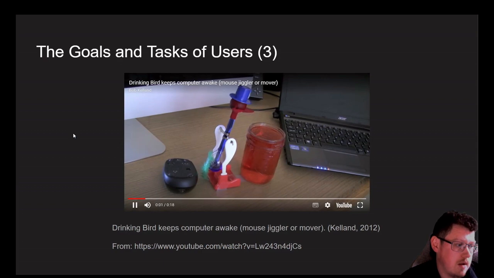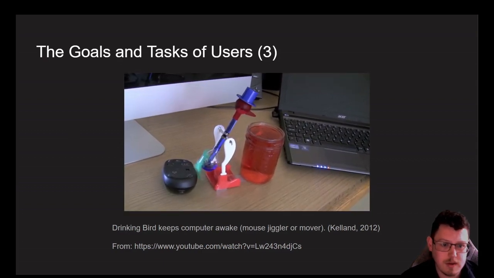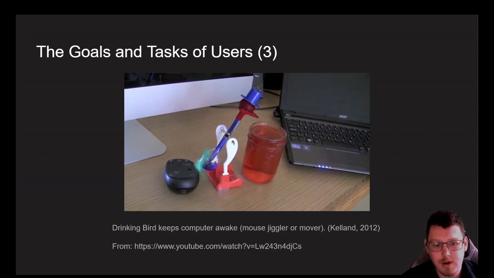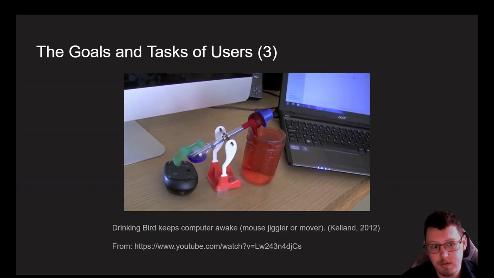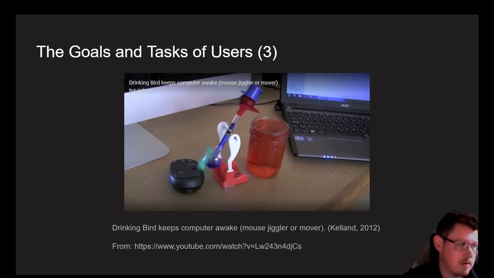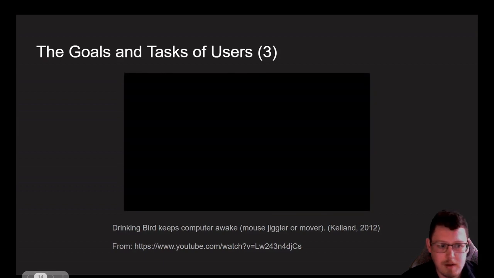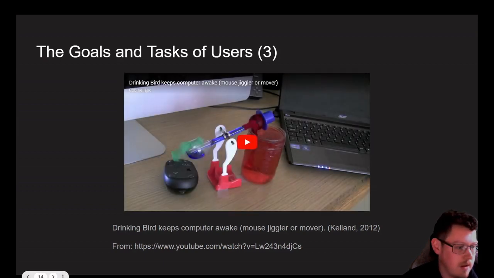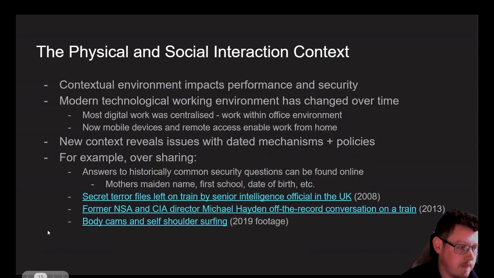Here's an example of somebody using this drinking bird thing that swings, and the tail rubs over the mouse, so that the mouse moves, the cursor moves, so that counts as input, and it keeps the screen unlocked. So yeah, people will come up with all sorts of creative ways of bypassing security mechanisms if they perceive it to make their life easier. So that's what we're trying to prevent.